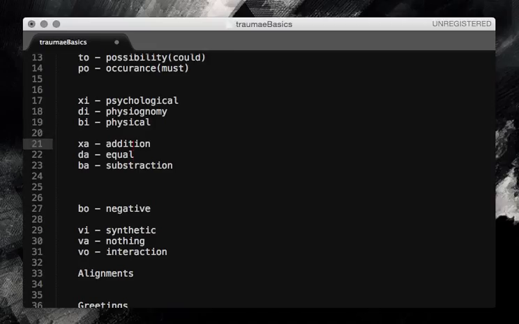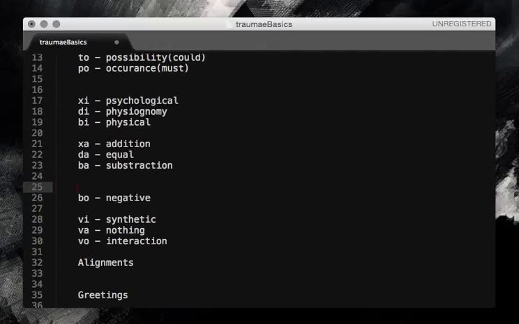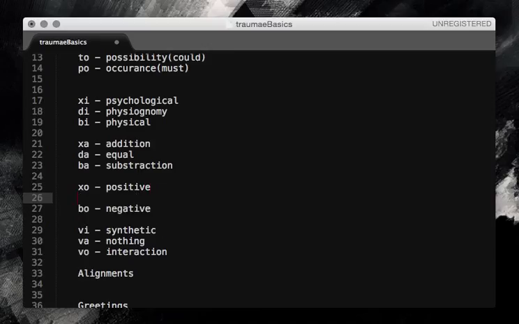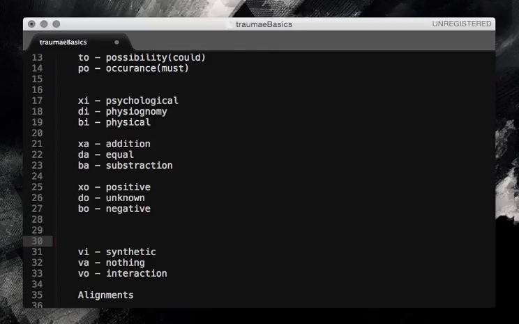So this could also be used for greater and lesser, but we're not going to get into that right now. For alignment, we have bo. So bo is negative, and its opposite would be positive. So xo is positive. And in between we have do, and that's kind of like, if you use xo, it means you're absolutely sure that it's going to be positive. If you're saying bo, it's negative, and do is in between, so you're kind of unknown about your stance on something. So we only have 3 more, and this one starts with V.